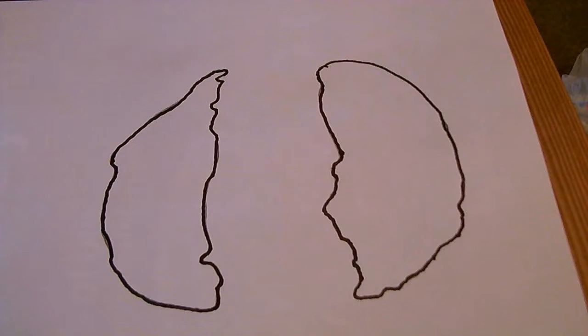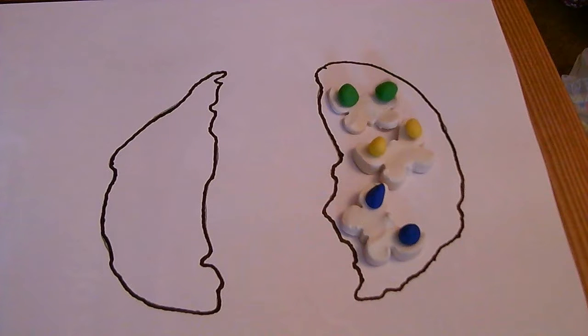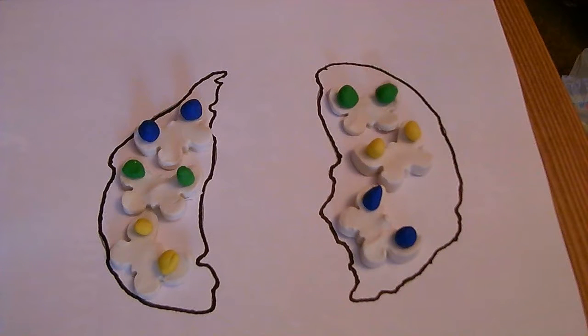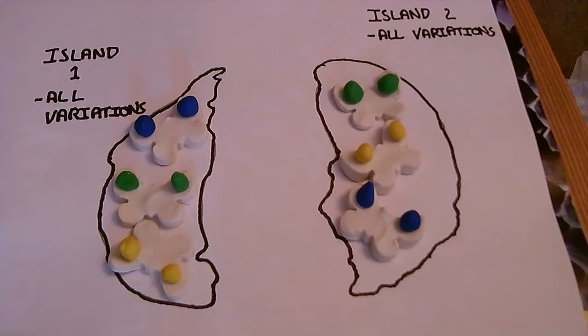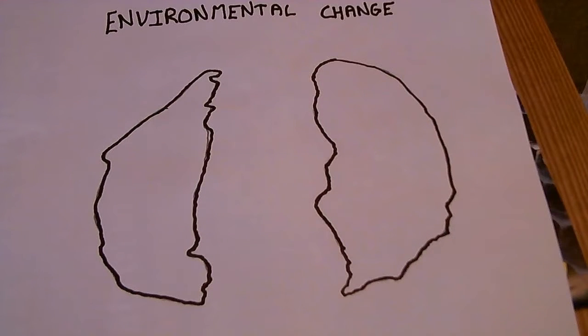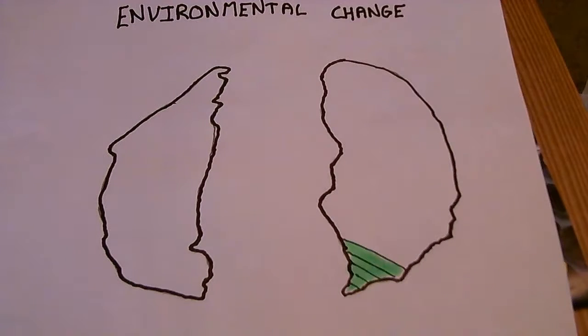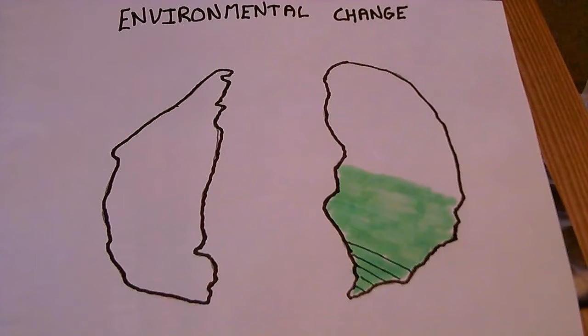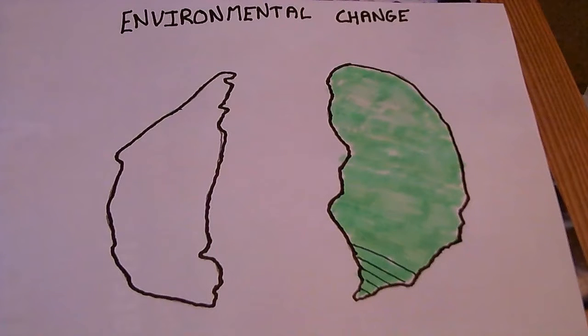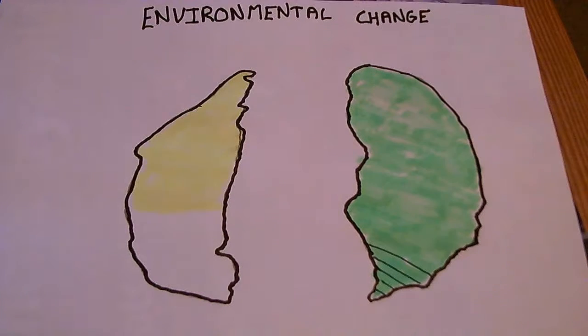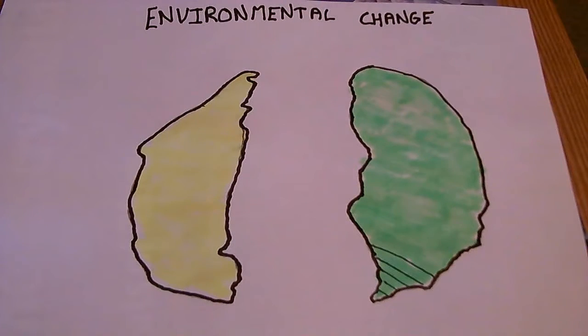Now, Island 1 and 2 are both inhabited by the butterflies because they were on the original island, all variations of them. But over thousands of millions of years, there is environmental change. Now, on Island 2, we get the growth of predominantly green plants, whereas on Island 1, we get the growth of predominantly yellow plants. But my question is, what effect will this have on the butterfly species?